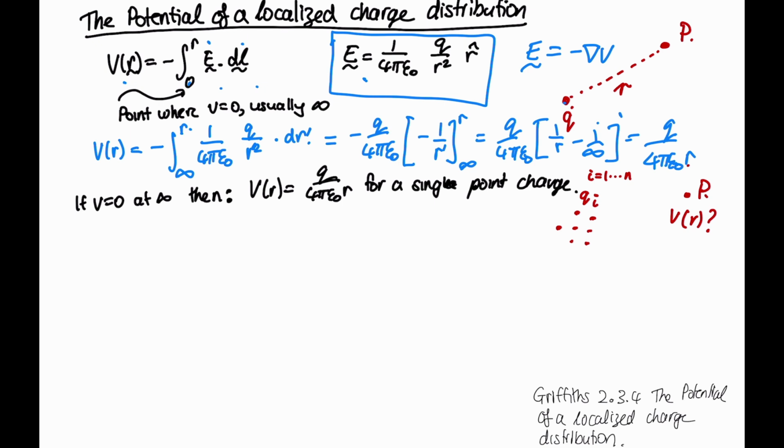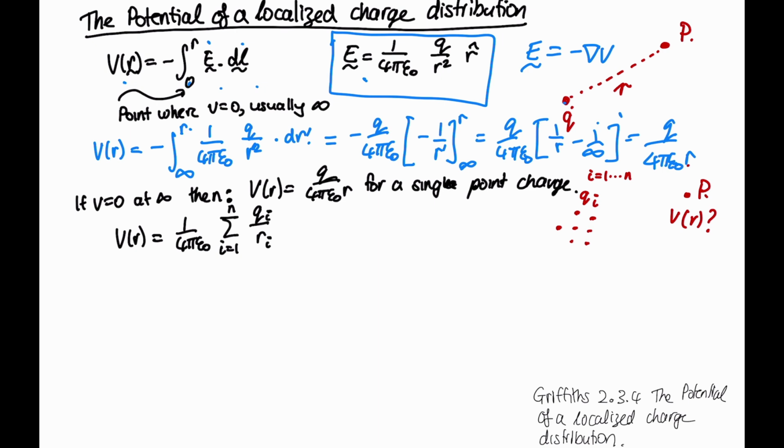So we can write in this case, V of r is going to be equal to 1 over 4 pi epsilon naught. Now, each charge has its own amount of charge and also its own position. So its position is given by r_i. The charge at position r_i is q_i, and this is a sum from i equals 1 to n. And so that gives us a way to calculate the potential for a series of discrete charges.